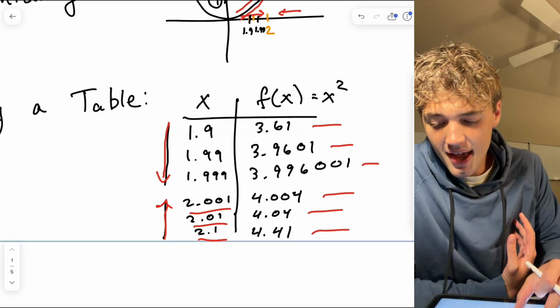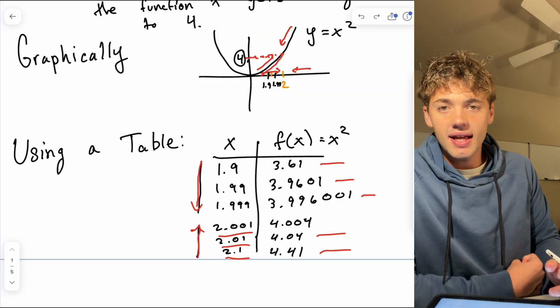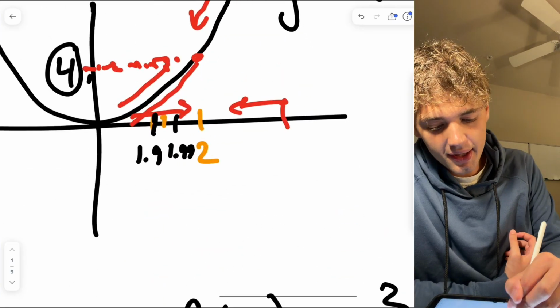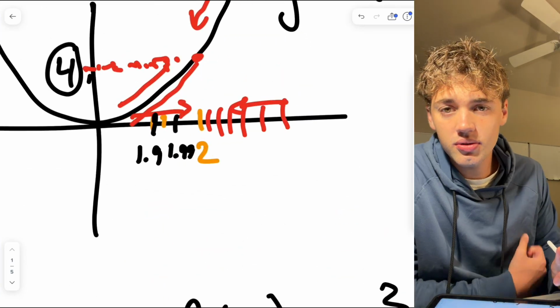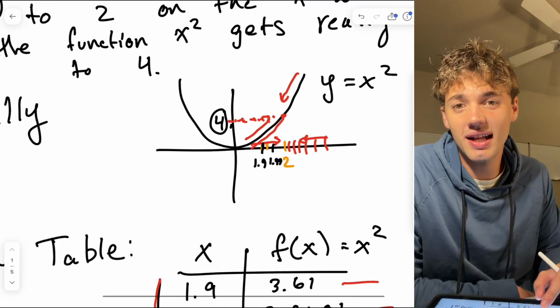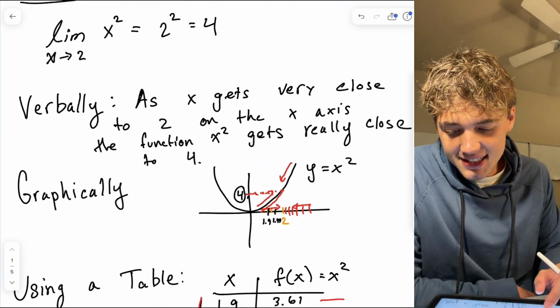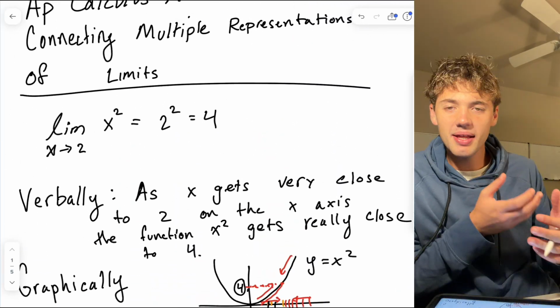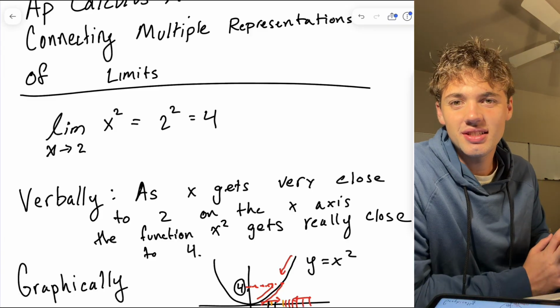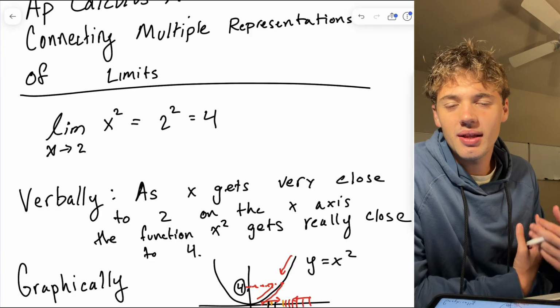So what we estimate using a table is essentially just looking at the graph and plugging in points that get closer and closer to 2 to see what might be happening as we get to 2. And that's how you connect the same limit in different interpretations to just get a better understanding of what a limit is doing.